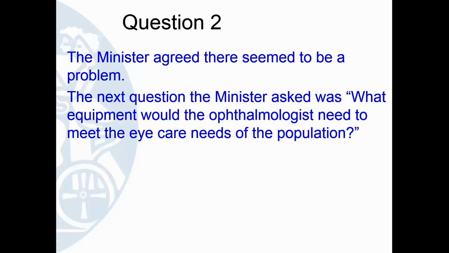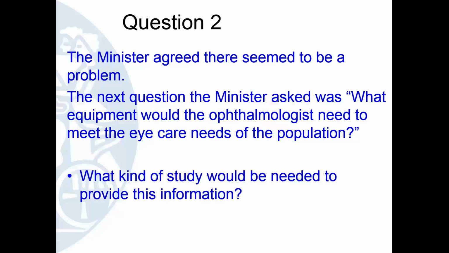So if an ophthalmologist were to be appointed, what kind of equipment would that ophthalmologist need to be able to meet the needs of the population? Note, this Minister of Health is thinking like a public health person. He's not thinking about just the people who walk through the door. He is thinking about the eye health needs of Bronerland, for which he is responsible. So the next question to you is, what kind of study would be needed to provide this kind of information?